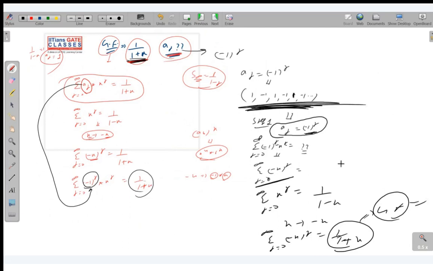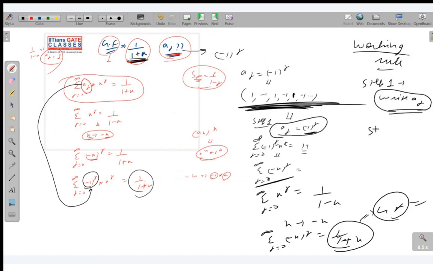So the step is very simple. Working rule, if you want me to write: first write step number one. First you should write AR. If you write AR, more than 90% work is over. Then step number two is you just have to apply substitutions. Just apply substitutions and get the answer.